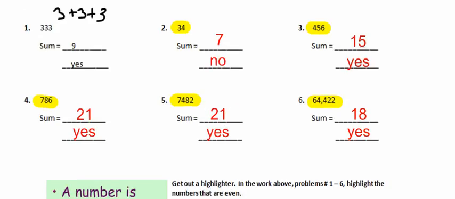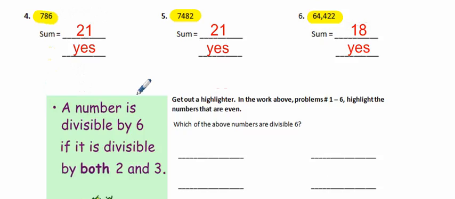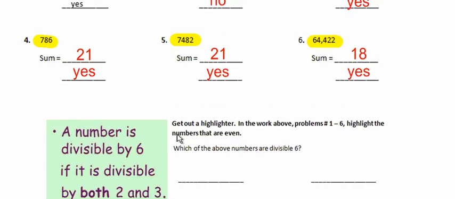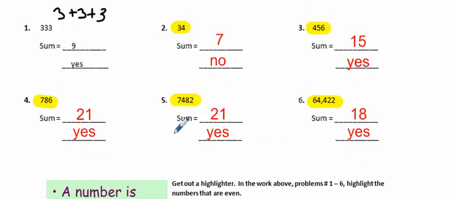Okay, there we go. Bear with me here. We're going to learn the rule for 6. A number is divisible by 6 if it is divisible by both 2 and 3. So I'm going to look up above at this list, and it needs to be divisible by 2 and 3. Divisible by 2 is if it's highlighted. Divisible by 3 if it has yes. So in other words, it needs to be highlighted and it needs to have yes. It has to have both.